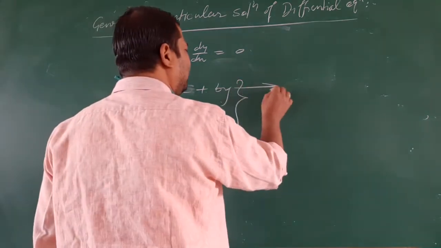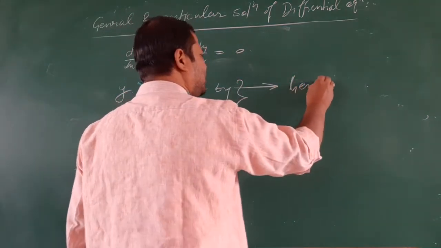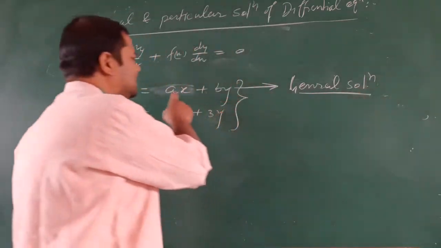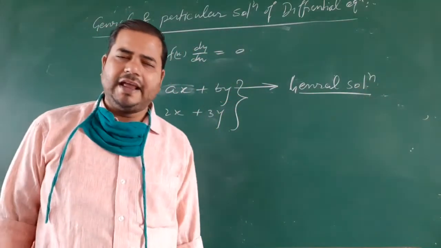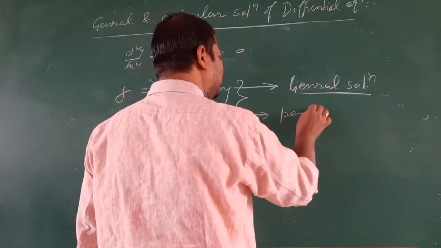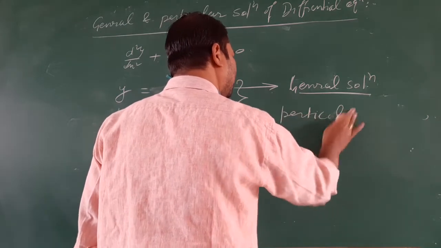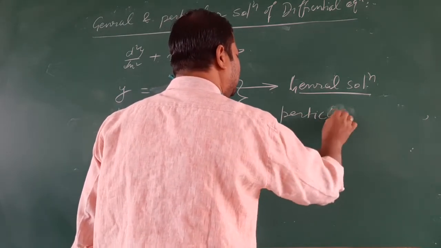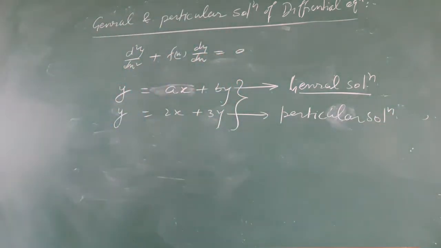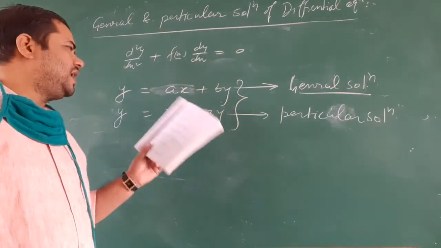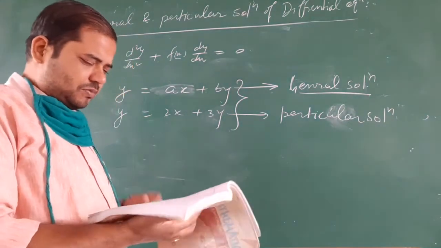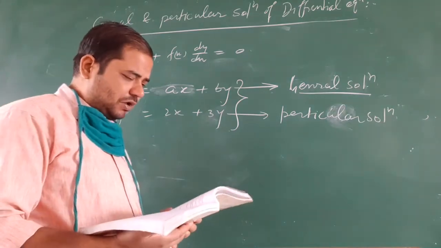The first one is general solution. What is it? General solution. Why? Because there are some arbitrary constants a and b. But this one is the particular solution, that means there is no arbitrary constant. At the place of arbitrary constant we have given some values. So there are two types of solution: general solution and particular solution.